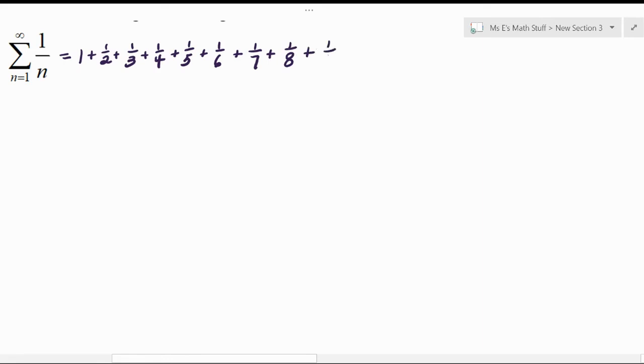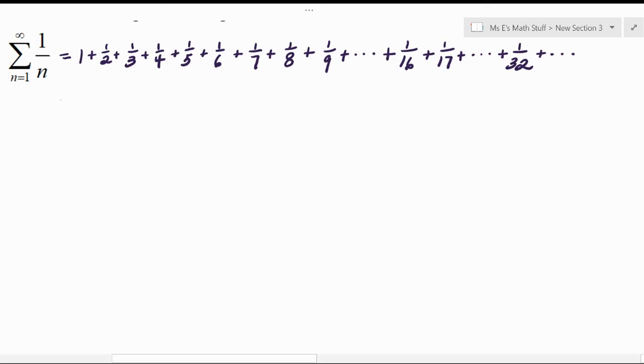Plus 1/9 plus dot dot dot plus 1/16 plus 1/17 plus dot dot dot plus 1 over 32 plus, and I think at that point we'll just go ahead and say plus dot dot dot. Okay, so you start by really going to town on expanding it.